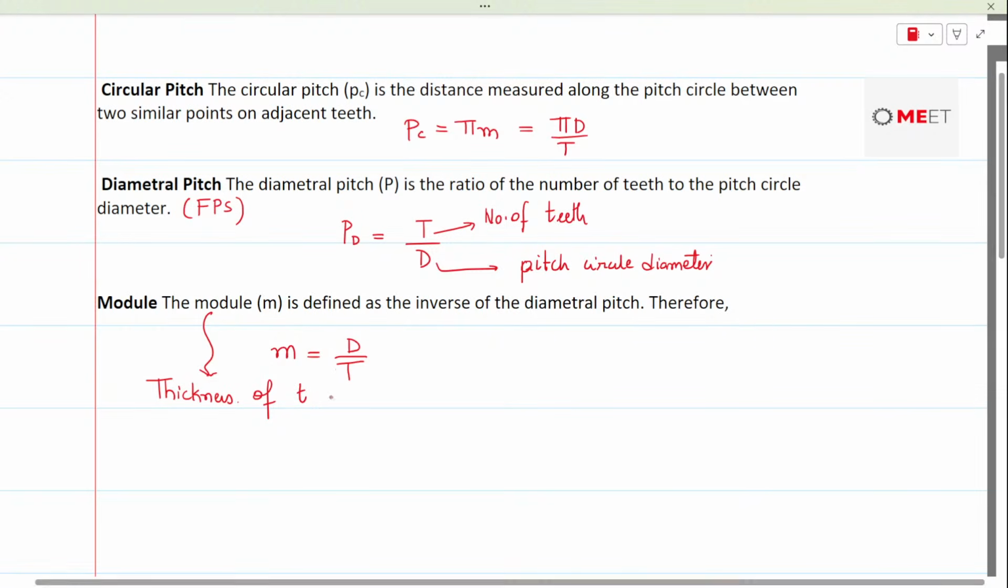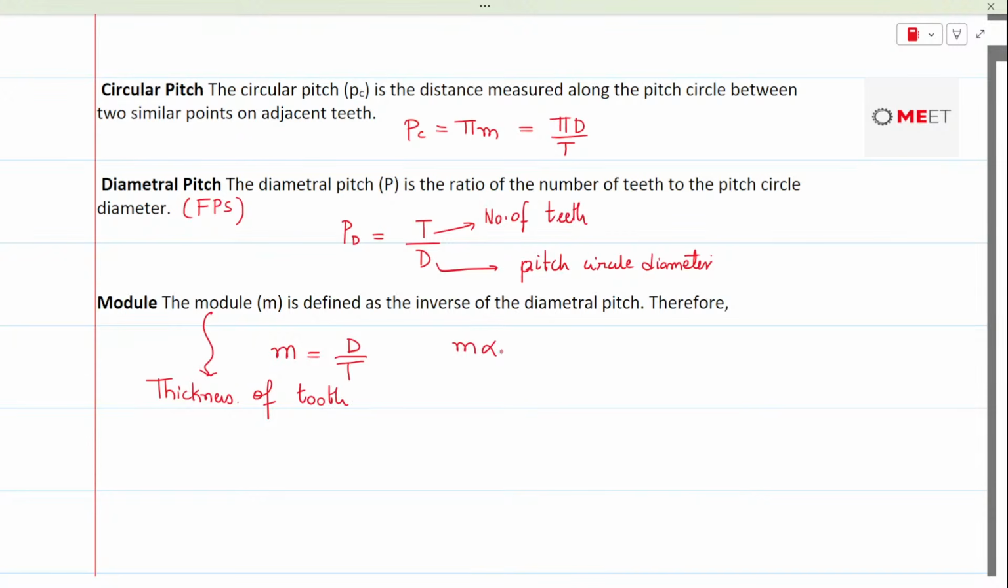Thickness of tooth, I should say, because we are dealing with a single entity. Module is inversely proportional to the number of teeth. So when it is inversely proportional, the more the module, the thicker the teeth and the fewer the number of teeth. Lesser the module, the more number of teeth and the thinner the teeth.